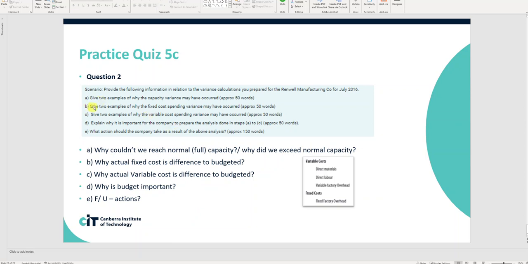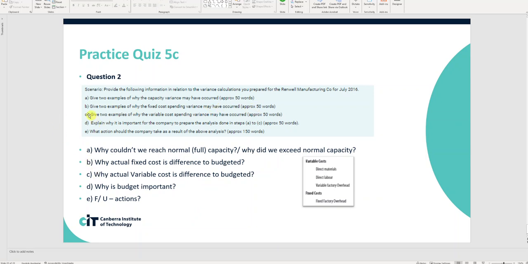And the second one is give 2 examples of why fixed cost spending variance may have occurred. So the question is actually asking you why actual fixed cost is different from the budgeted fixed cost. You can think about what fixed costs to start with: rent, electricity service fee, not the usage component. So there are a lot of different fixed cost reasons to change. You need to give us 2 examples of the reason.